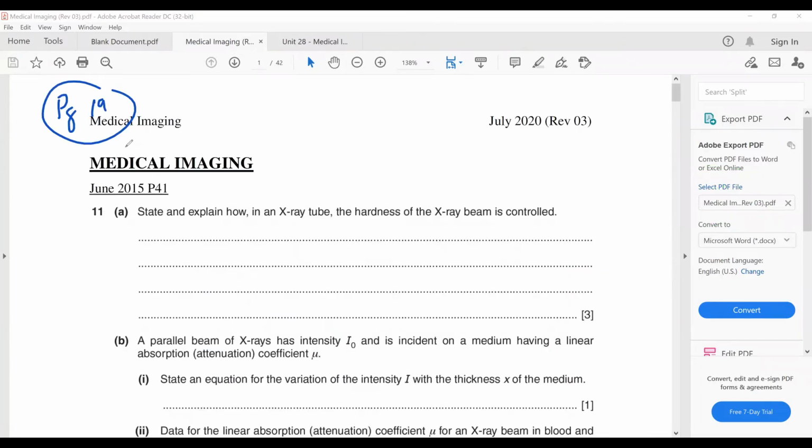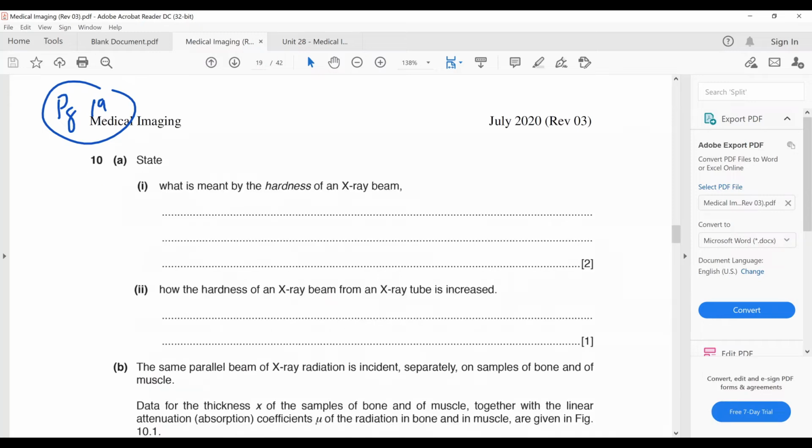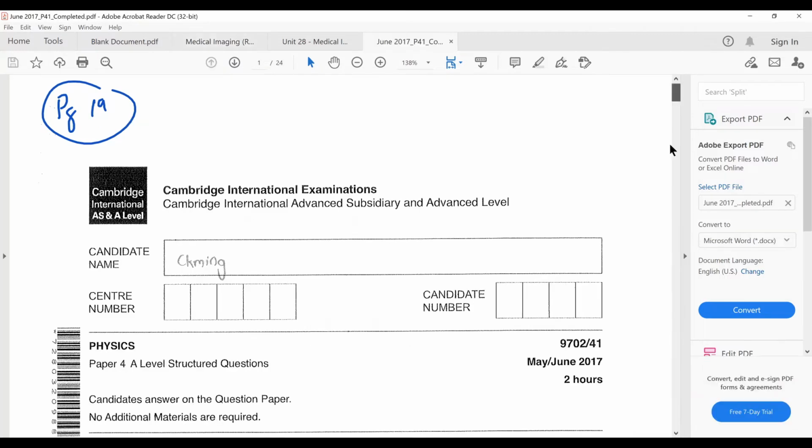Can you just have a look at page 19 of your medical imaging worksheet? Page 19 is June 17 P41. So you're talking about June 17 P41. That one would be this one, question 10.